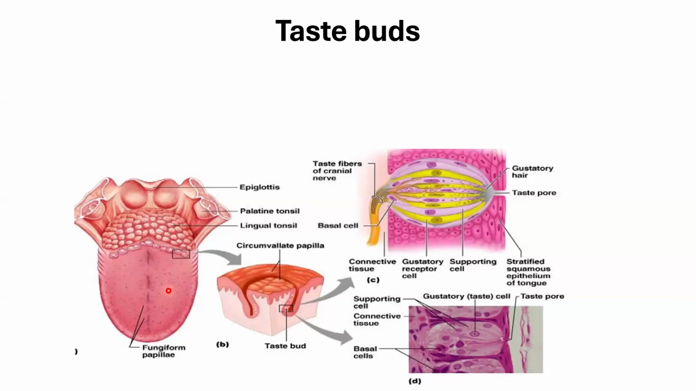For example, we take the circumvallate papillae. So this circumvallate papillae will have taste buds, and then these taste buds will contain cell types. So what are these cell types that are found in these circumvallate papillae? As you can see here, there are three cell types.